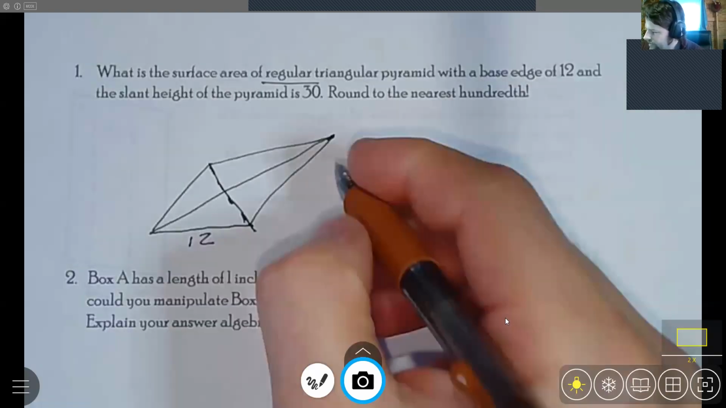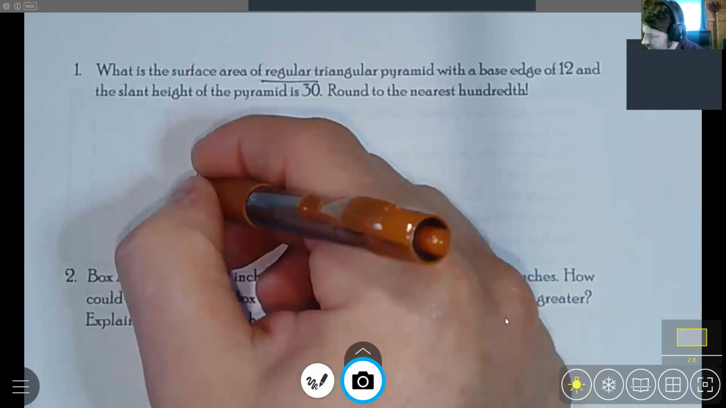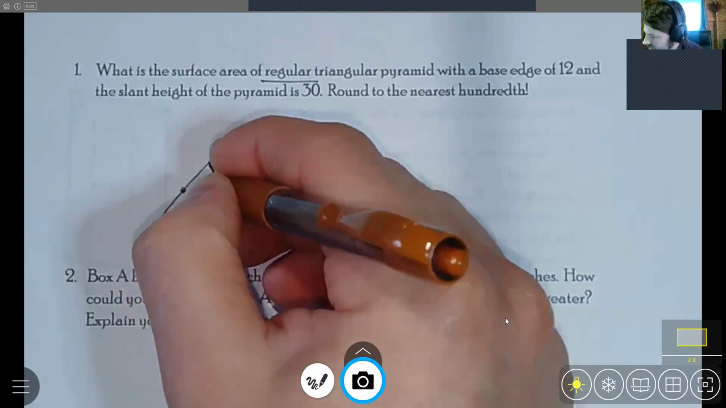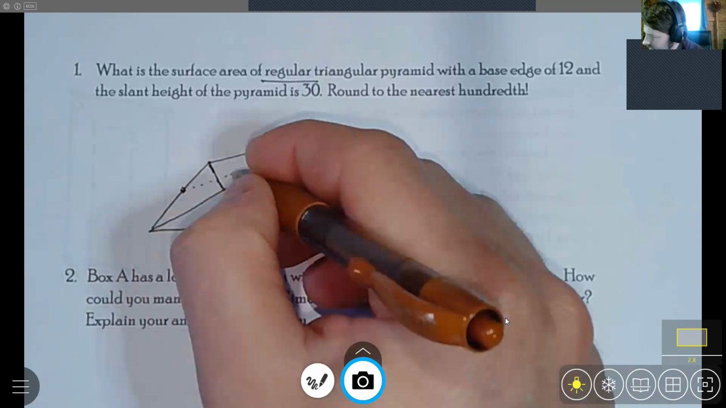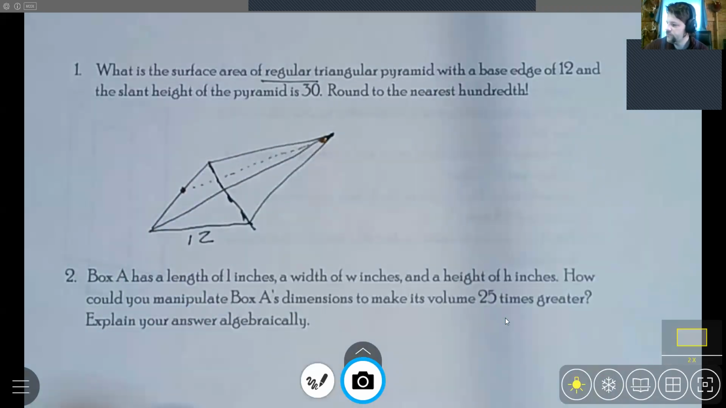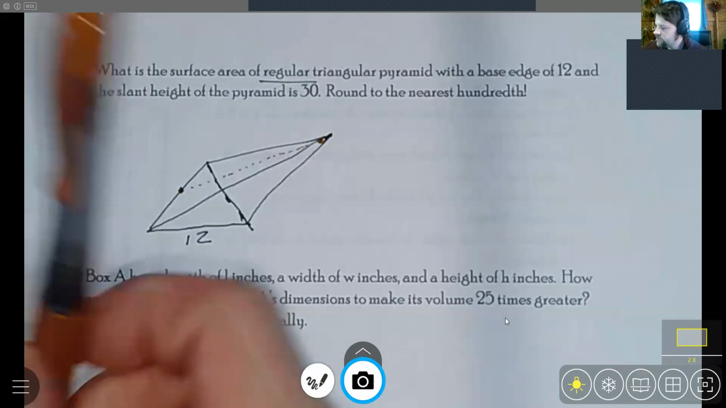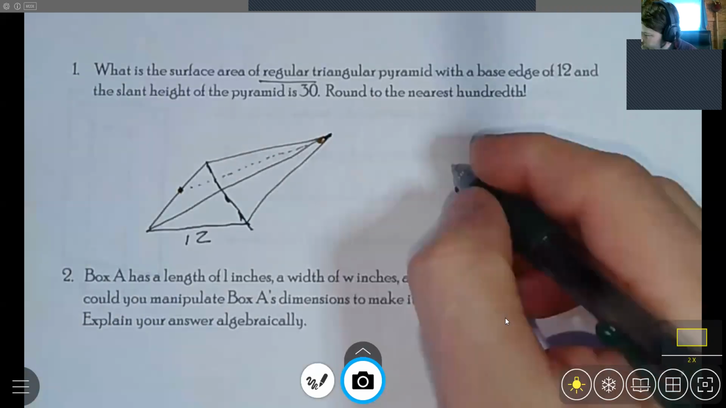So slant height is the measurement from the vertex, so I'll just use this side here, goes from the center of the side and then up the exact middle of the side. Yeah, and that's 30. So you could maybe think of a net of it.